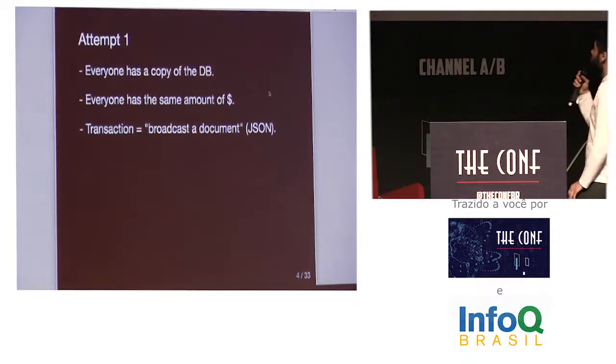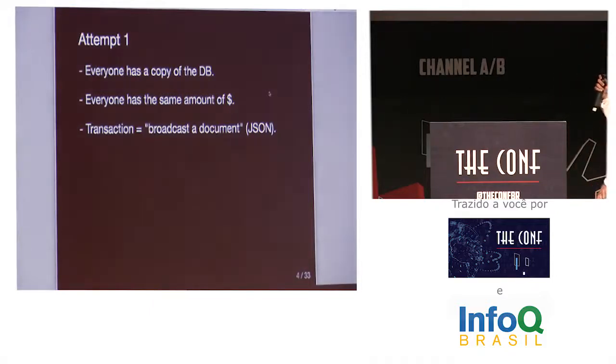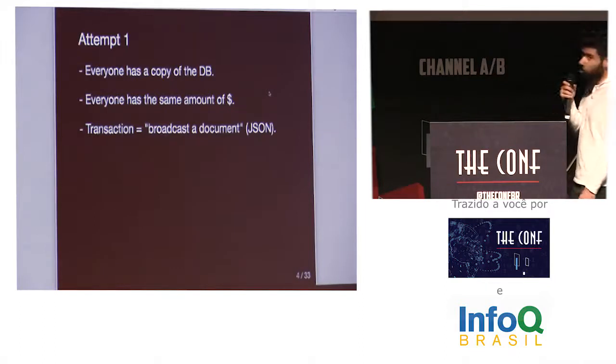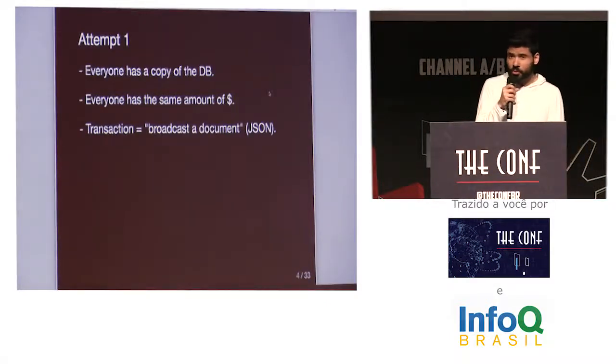The first attempt: everyone has a copy of the database. This is obviously necessary because if there is no central party to hold the data, someone has to hold it. There is data on the system. So who holds it? The most obvious answer is everyone that participates in the system holds the data. Everyone starts with the same amount of money, and to make a transaction, to send money to someone, you broadcast a document.